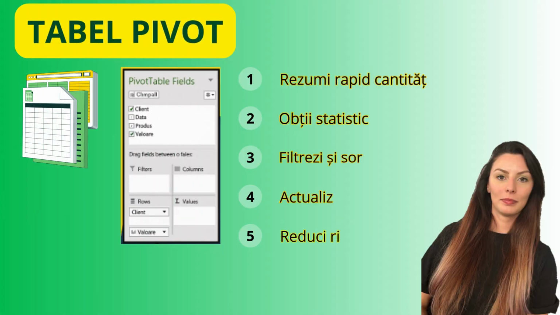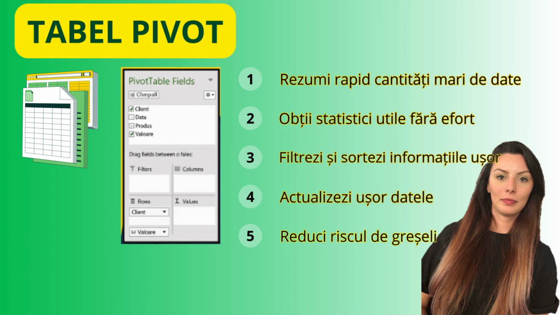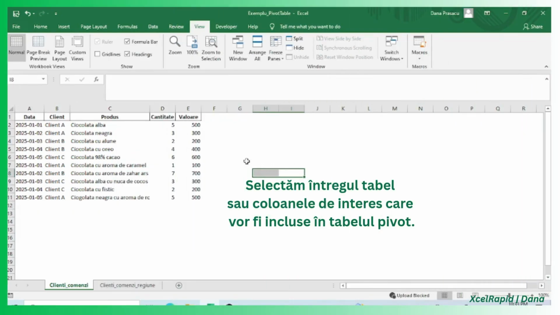Let's start. We select the entire table or the columns of interest that will be included in the pivot table.